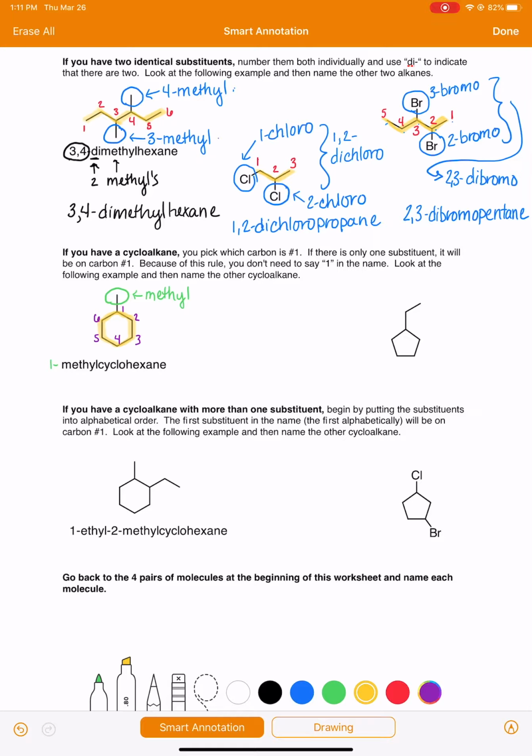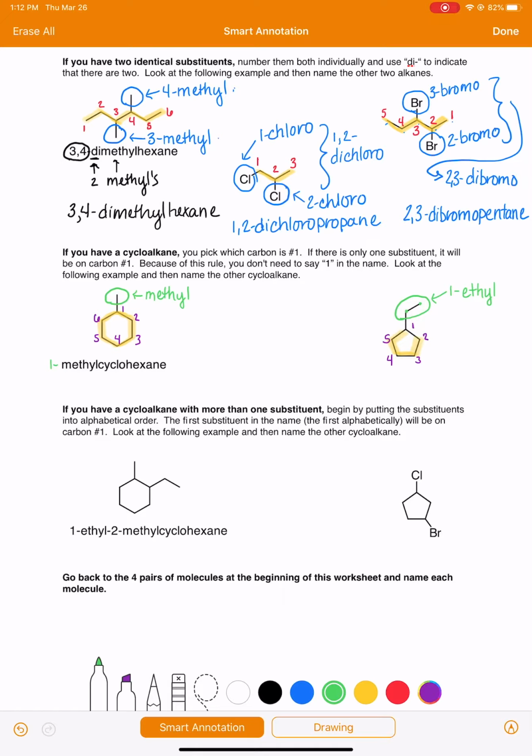Here's our next example. The ring is our longest continuous chain of carbons. We want to number the ring starting at the carbon with the substituent and then numbering around the ring. We want to locate and name the substituent. It's on carbon number 1. And it is a 2-carbon substituent. Look at table 12.2. A 2-carbon substituent is called ethyl.